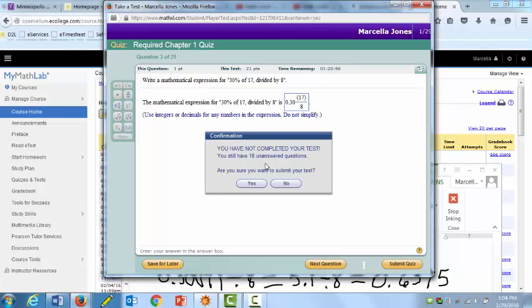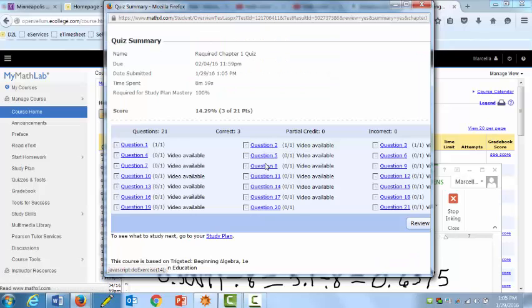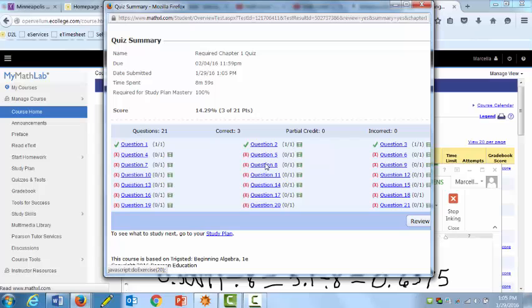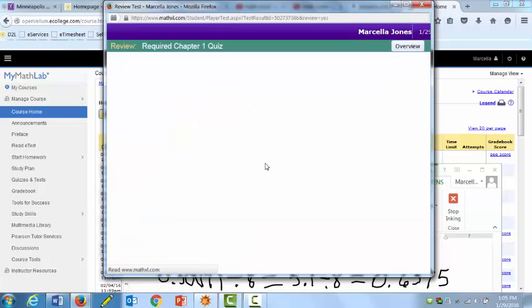And because it isn't the last question, it does warn me that I'm not finished. Sometimes people accidentally click this button. So it tells me you still have 18 unanswered questions. Are you sure you want to submit your test? And I'm going to go ahead and say yes. All right, so all those questions I didn't answer are marked wrong. It did mark correct the 3 that I worked and actually got correct. I can actually review the quiz at this point.